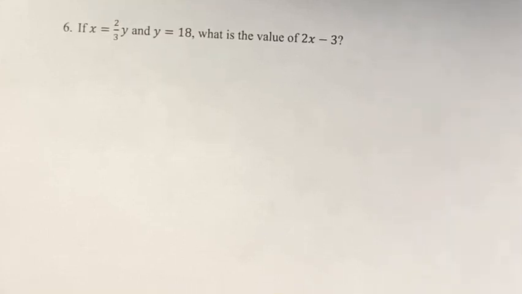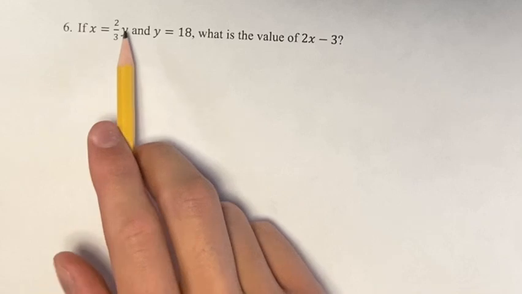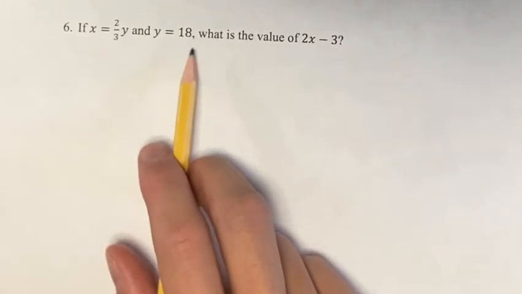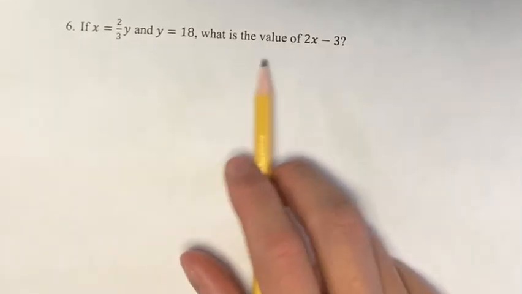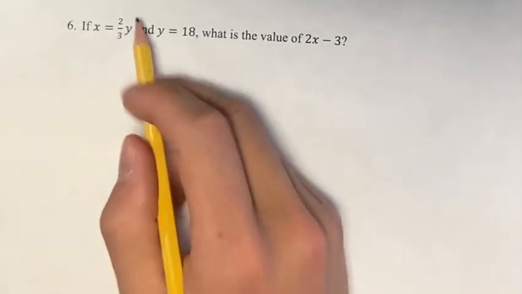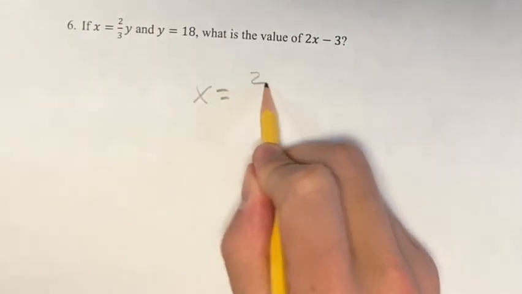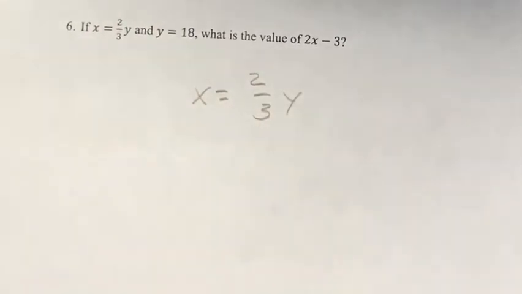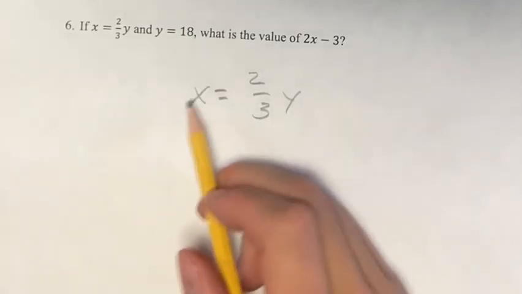In this problem, we're told that x is equal to 2/3 y and y is equal to 18. And from this, we're asked what is the value of 2x minus 3. So firstly, just writing this first equation, x is equal to 2/3 times y. And we can just find x right away.